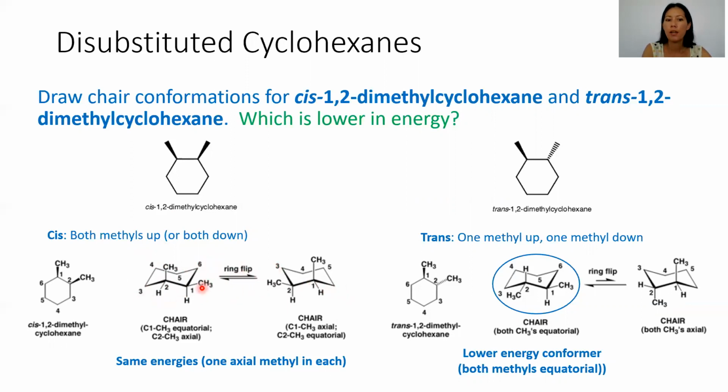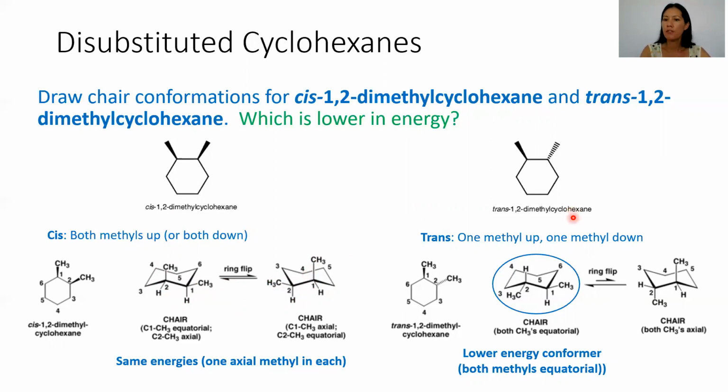What does that do? That makes this C1. So you see how numbering is really important to track. C1, even though you do a chair flip, keep the methyl up. Now it's axial and the H is equatorial, and keep the methyl at C2 up. C2 now up is methyl. So track the substituents when you draw flips with up or down. That's the easiest. These are the same energies, because in each one you have an axial methyl and an equatorial methyl.